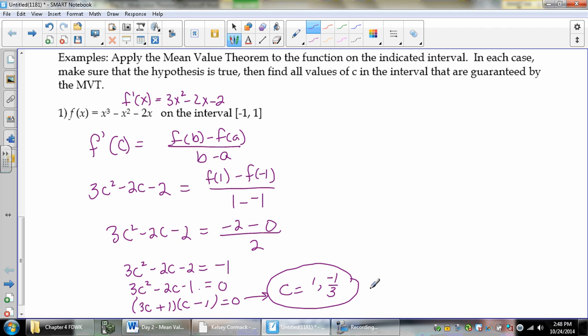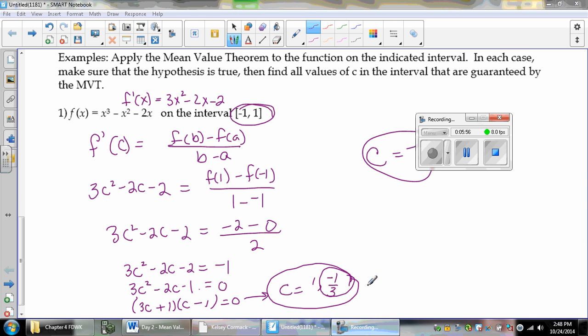So these are potentially the values for c guaranteed by the mean value theorem. Well, only one of these matters because I'm on the interval from -1 to 1, which means I can only pick values in between those, and the only one that's in between is negative 1/3. Okay? All right, let's flip it over.